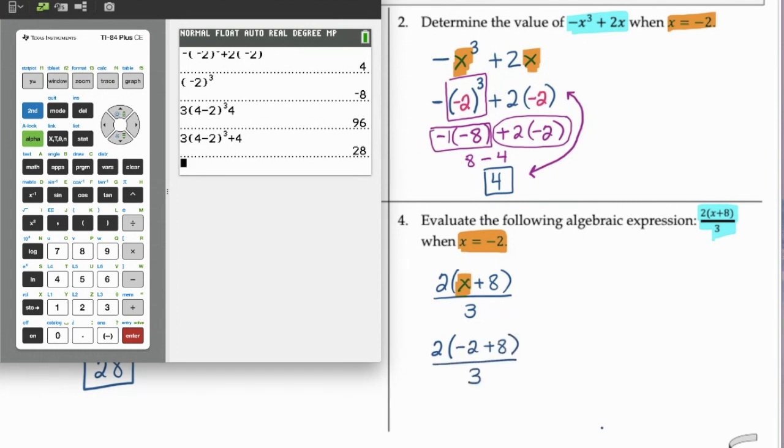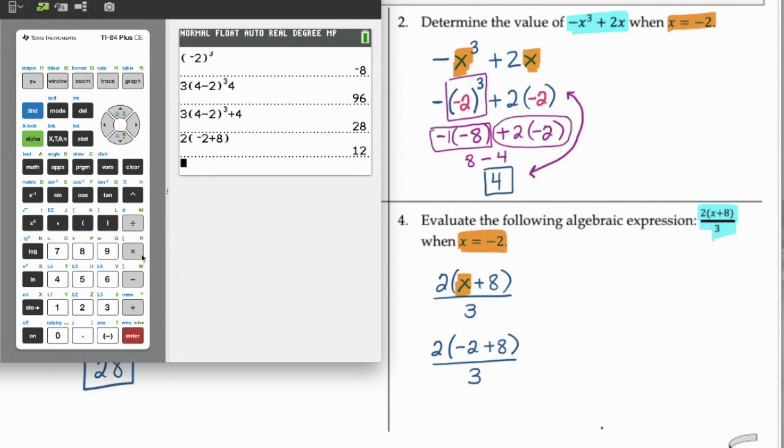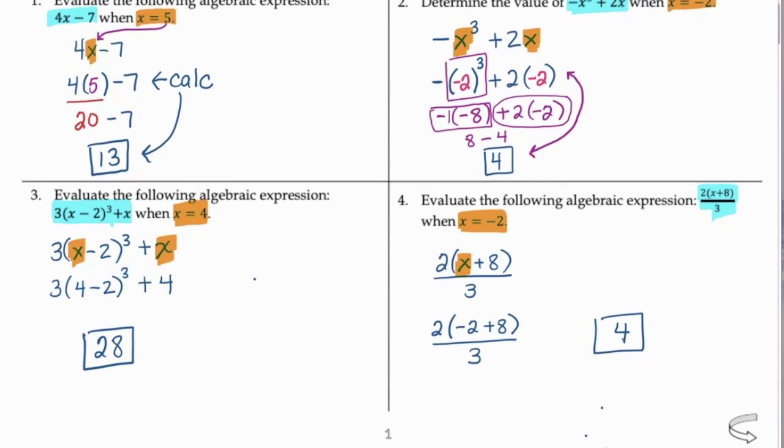So here is how this would look on the calculator. I have 2 times -2 plus 8, close my parentheses. So that's my numerator. Since I have a numerator and denominator, I'm not going to do divided by 3 right away. I'm going to press enter and then do divided by 3, which gives 4. So let's look at the next page.